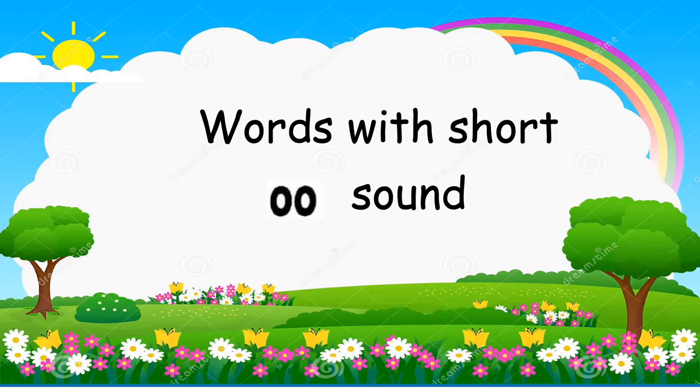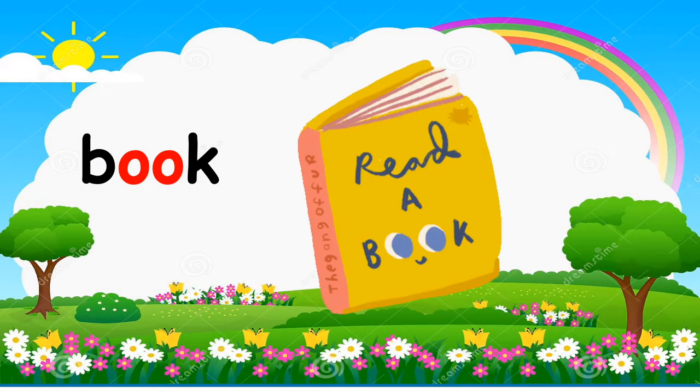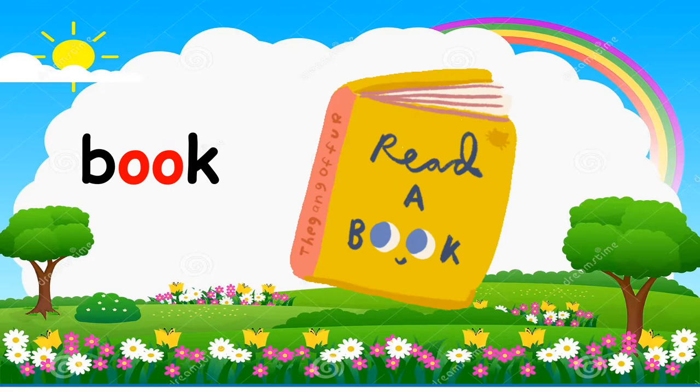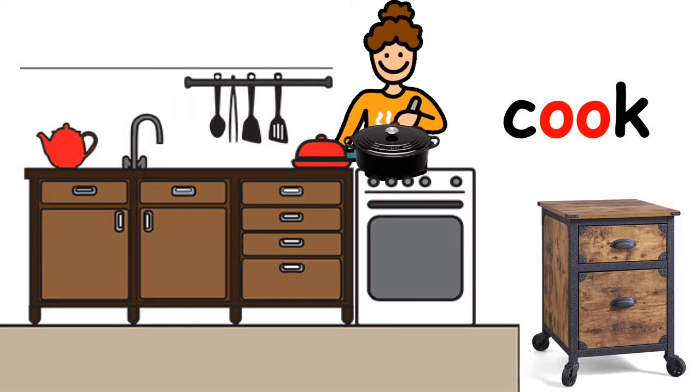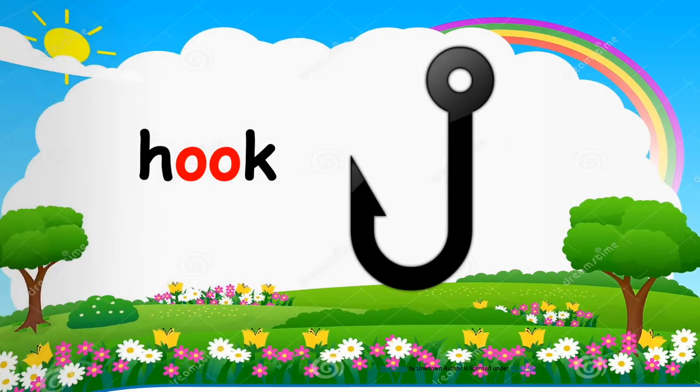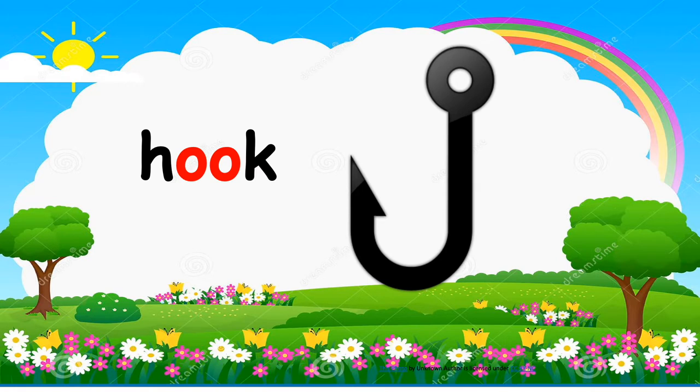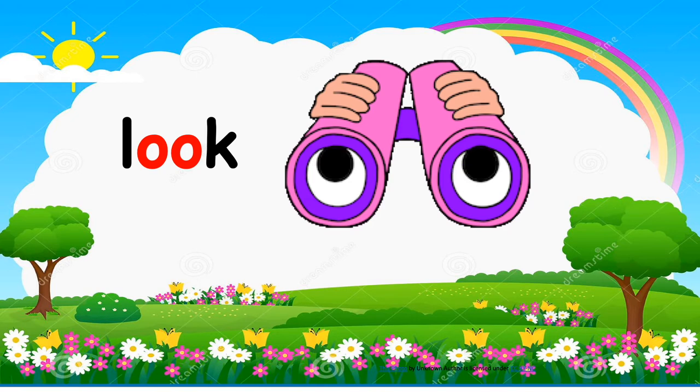All right, I know you're ready for our words with a short ooh sound. Here we go. Number one, b, ooh, k, book, book. Your turn. That's great. Next word, k, ooh, cook, cook, your turn. Repeat after me. All right, you said it correctly. Next we have hook, hook, your turn. Wonderful, you're doing great. Next word, look, look, your turn.